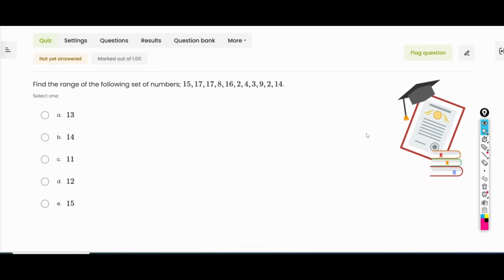Question 8 says find the range of the set of data. Okay, range. All right, so range is the biggest value minus the smallest value. The biggest value here, I believe, is 17. This is 17 minus, and the smallest value here is 2, right? So the answer is 15. So the range is 15.